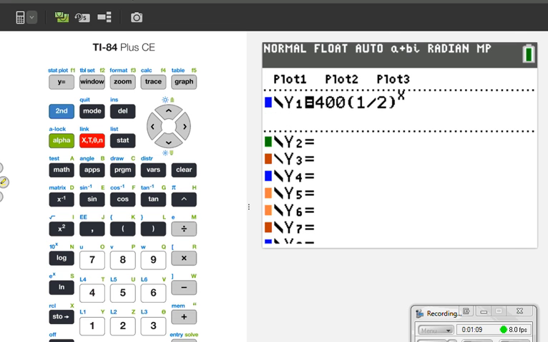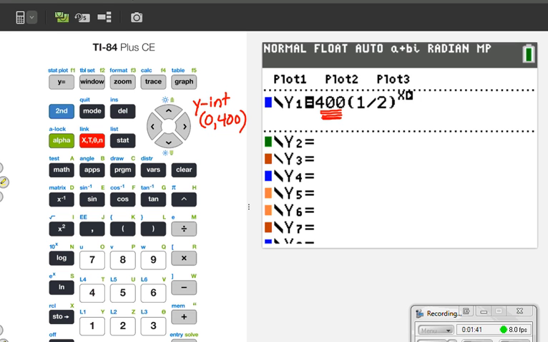Is that good? Yeah? So if I hit zoom 6 for a standard window, I'm probably not going to see a very good picture, because what is the starting value for this problem? 400. That's actually our y-intercept. Isn't that one of the things they want to know? They asked us to identify the y-intercept, right? So I need a window that's going to show the y-intercept of 400.